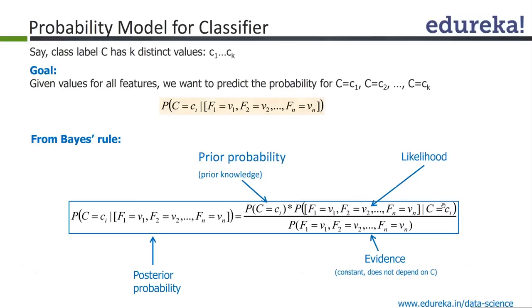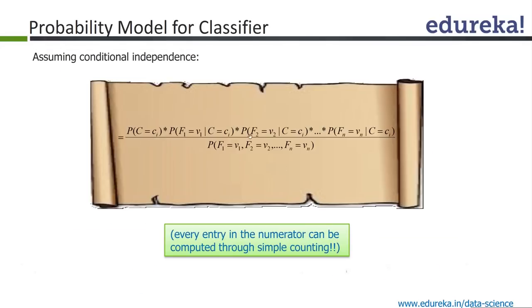What is likelihood? Given that class is equal to CI, we want to compute the probability that I observe this data. And how can I compute the probability that I observe this data? I have to look at all my data in which C is equal to CI, and then compute something like a joint probability that value is V1, value is V2, and value is Vn, and so on. That's like a joint probability. And we make a simplistic assumption and we transform this equation into something like this.